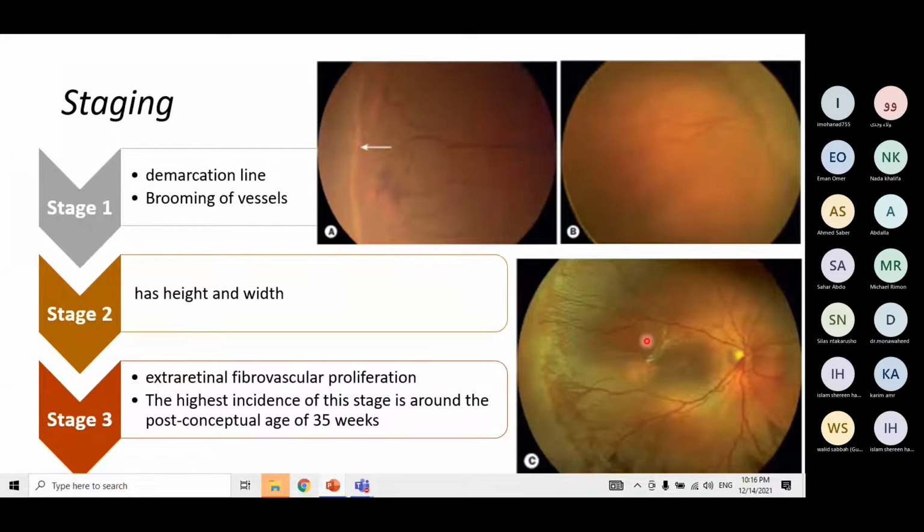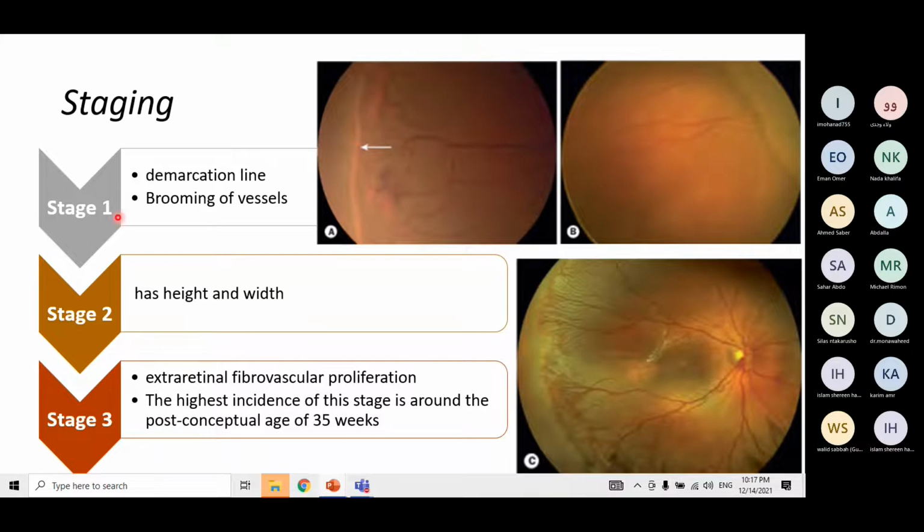Let's move to the staging. So we have stage 0, which is just incomplete vascularization. You find that the vessels are going like that and then terminate without any differentiation between the vascular retina and the avascular retina. This is called stage 0. Then we have stage 1, which is characterized by what we call a demarcation line. So you find a deposition of a bit of glial tissue between the vascular retina and the avascular retina. And we have what we call the brooming of the vessel. We find that the blood vessels start to divide and have a broom shape like brooming.